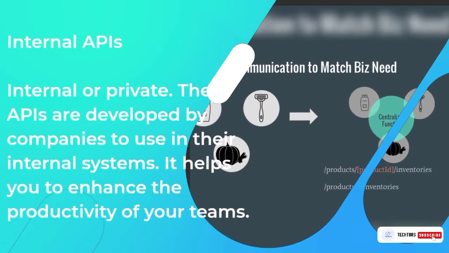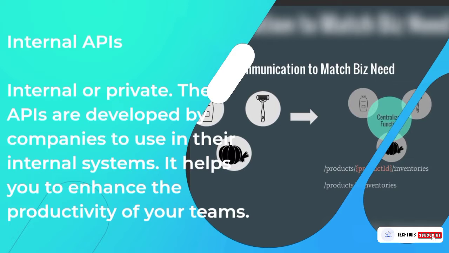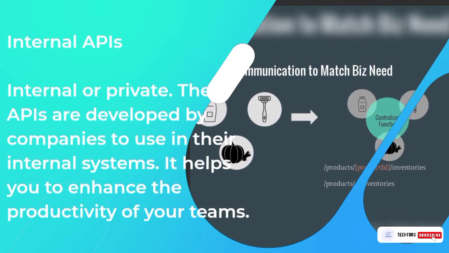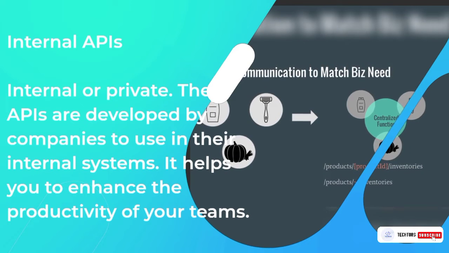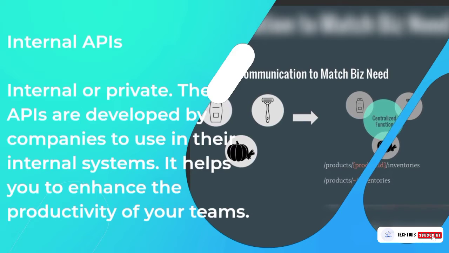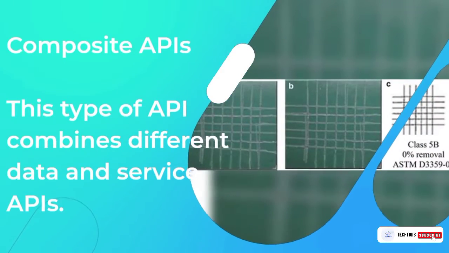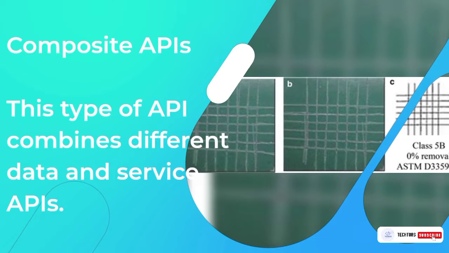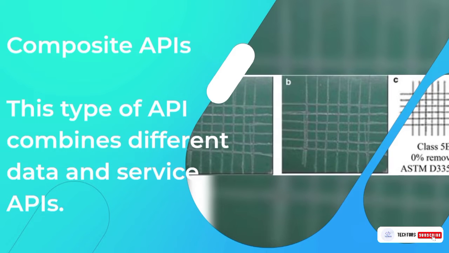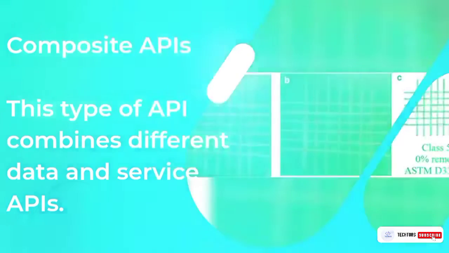Internal APIs, internal or private. These APIs are developed by companies to use in their internal systems. It helps you to enhance the productivity of your teams. Composite APIs. This type of API combines different data and service APIs.